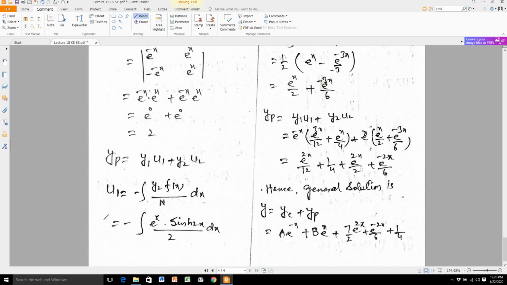Now we find the particular solution, that is y1 u1 plus y2 u2. Here u1 is equal to negative integral of y2 into f of x divided by W dx. Here I substitute the value of y2, that is e raised to the power x, and the forcing function, the hyperbolic function, that is sine hyperbolic 2x divided by 2.